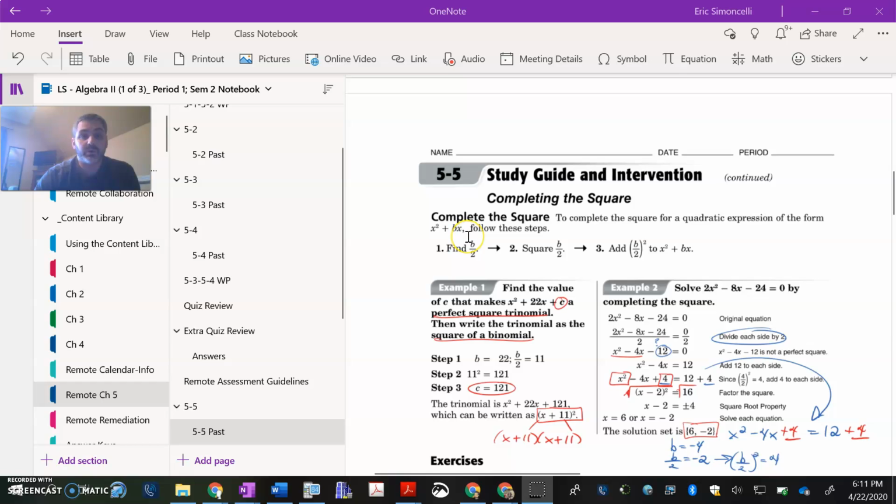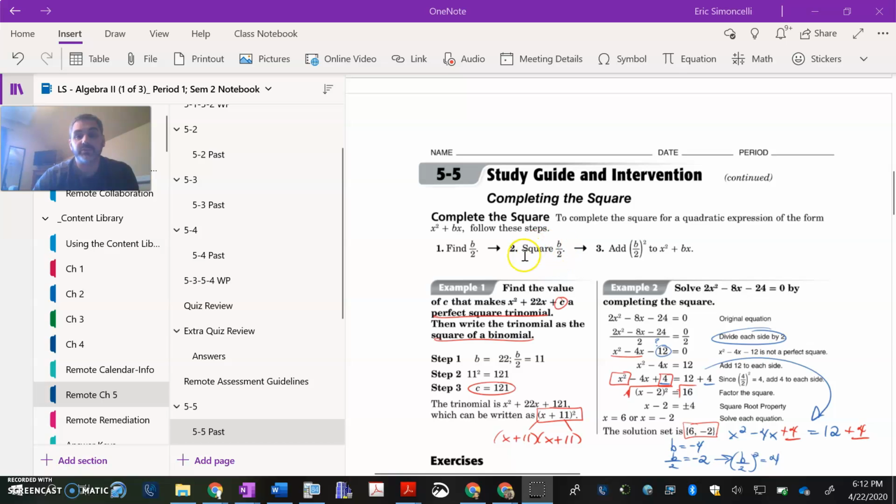So we're going to complete the square more officially, but we're going to take the ideas that we learned on the prior page and apply them in a more specific, streamlined manner. To complete the square for a quadratic expression of the form x squared plus bx, you follow these steps. The first step is to find b over 2. I'll explain where and when to find b, and we'll divide that by 2 in the first step.